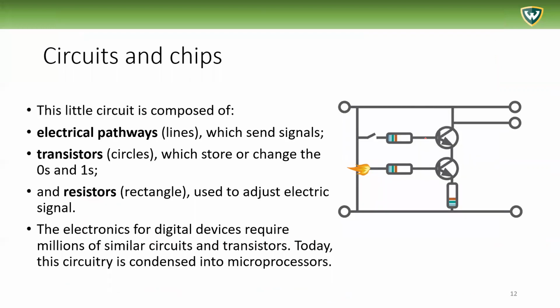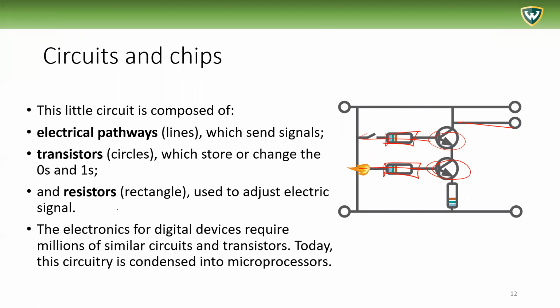Circuits and chips. The little circuit is composed of the microcircuit, the microchip, electrical pathways, so the lines, and the lines carry a little shot of electricity. Transistors, the circles, store or change the zeros and ones. So the transistors are what store the binary data, just really a little piece of semiconductor chemical. And resistors, the rectangles, are used to adjust the electric signal. So these pieces here moderate the signal to make sure it sends the right signal, the 0 or 1 as needed.